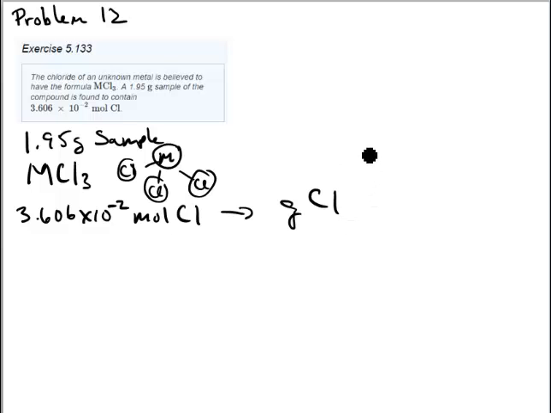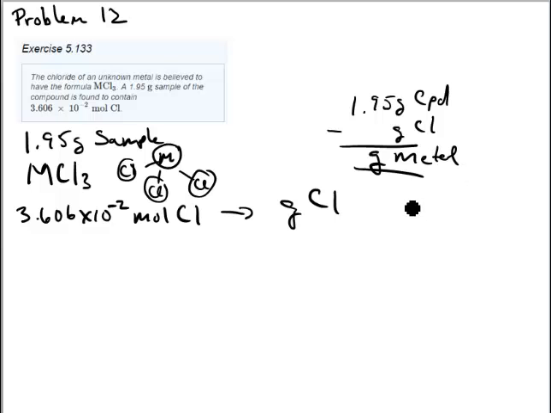And if we start with 1.95 grams of our compound, and we subtract off the grams of the chlorine, we're left with the grams of the metal. And what we're trying to do is identify what that metal is, right? And the way we can do that is find out what the atomic mass is. So if we know the grams of the metal, what we need to know is how many moles of the metal. Do we know that? Yeah, this tells us that the formula is MCl3.